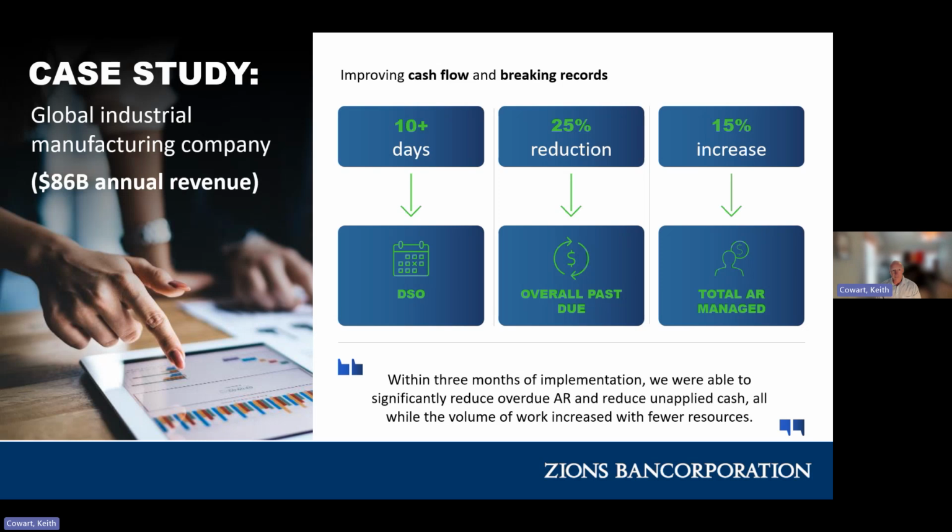So an example of a case study, we have a global industrial manufacturing company, around 86 billion in annual revenue. They were able to reduce DSO by over 10 days and reduce overall past dues by over 25%. And that all was happening at the same time that they were increasing the amount of volume that they had in terms of revenue that they were managing. So that increased by 15%. So while increasing the workload by 15%, they were still able to reduce their overdue past due by 25%, which is a massive amount of cash flow when it equates to a company that size.